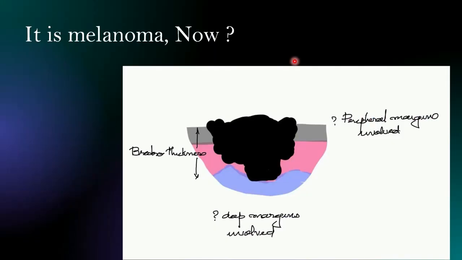So now we have understood what is melanoma. What else should we know? Pathologists can also look, in an excision biopsy, whether the deep margins are involved, whether the peripheral margins are involved, and what is the thickness of melanoma.